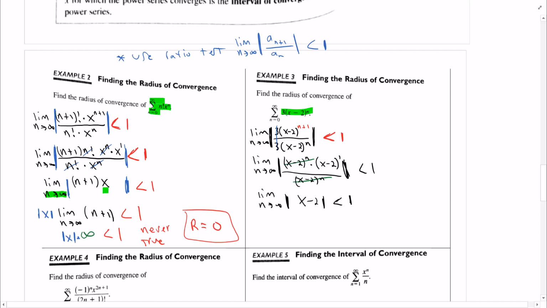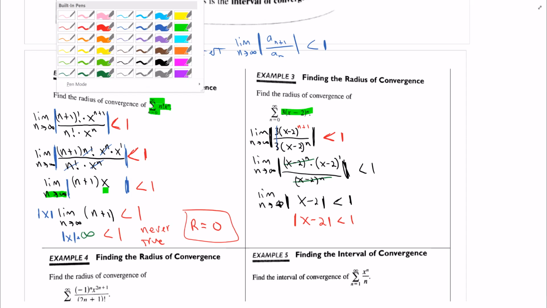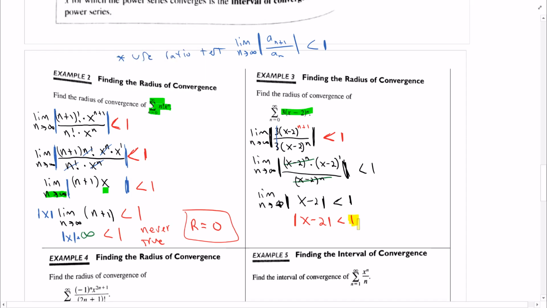Notice how there are no n's, right? So it's kind of like n is 1. The limit as n goes to infinity. If there's no n's there, then we're done taking the limit, and we're left with the absolute value of x minus 2 is less than 1. All right, and we could solve this absolute value inequality, but basically what this tells me is that this number here is our radius of convergence.